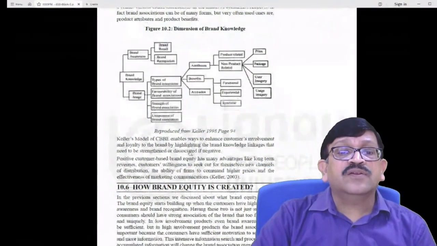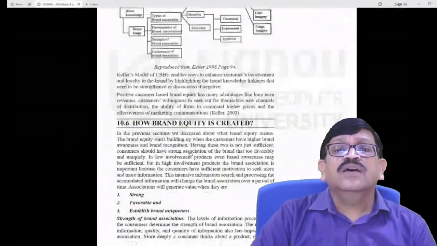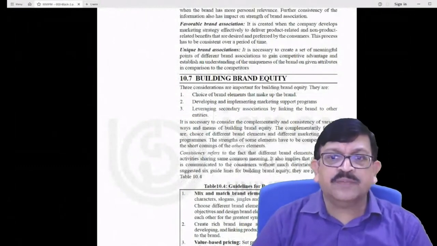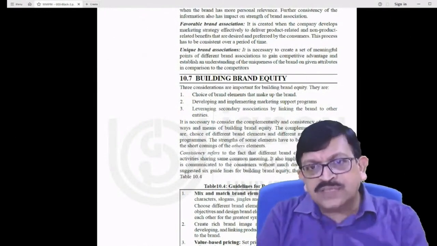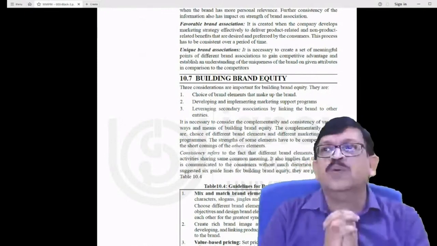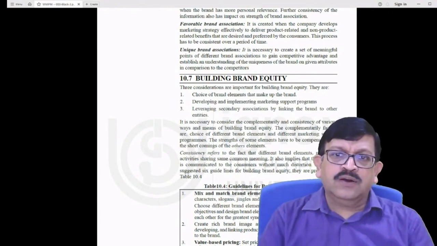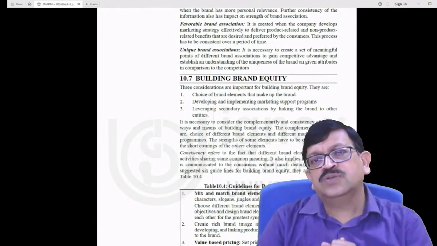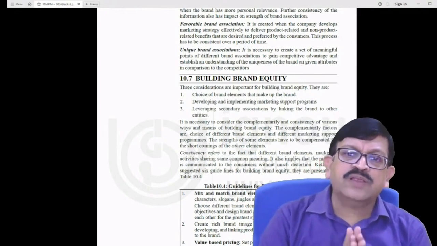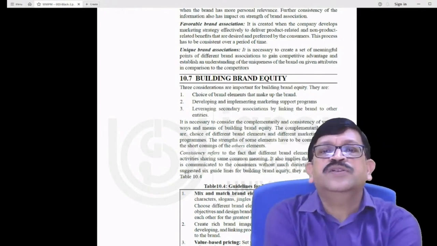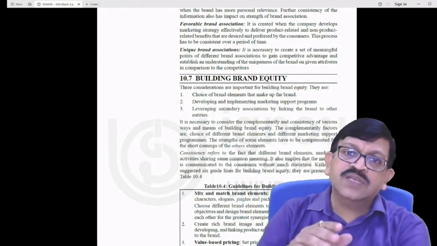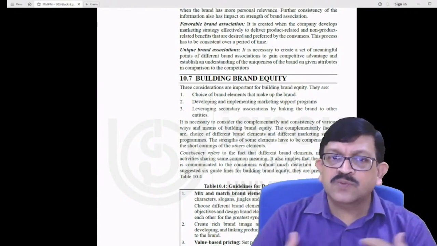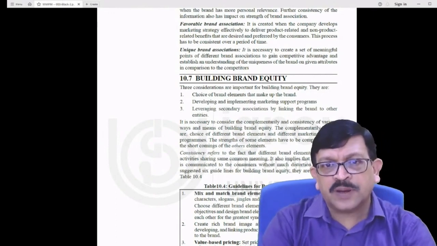Now, coming to how brands are created, we look into three considerations for building. One, as you can see here, is the choice of brand elements. When you're creating brands, we need to understand what makes this brand tick, who I am going to offer this to, and what kind of attributes we would like to associate with it, so that it gives a better value proposition to the consumer. Secondly, these brand elements are like creating the brand identity. This is what the firm is offering to the marketplace.